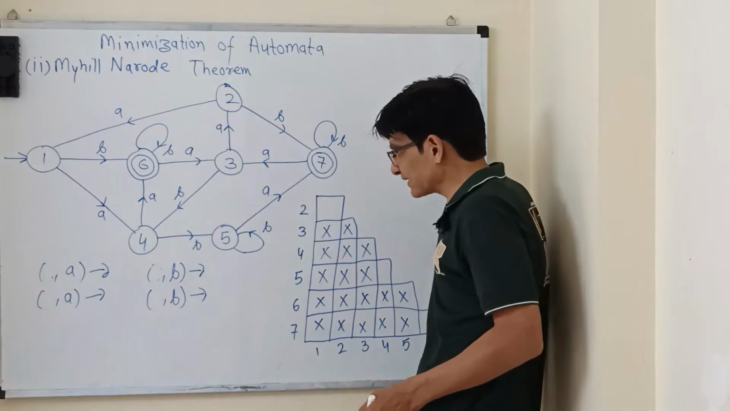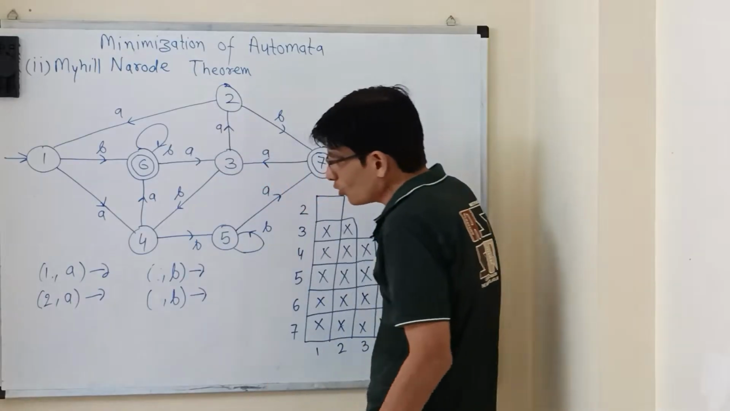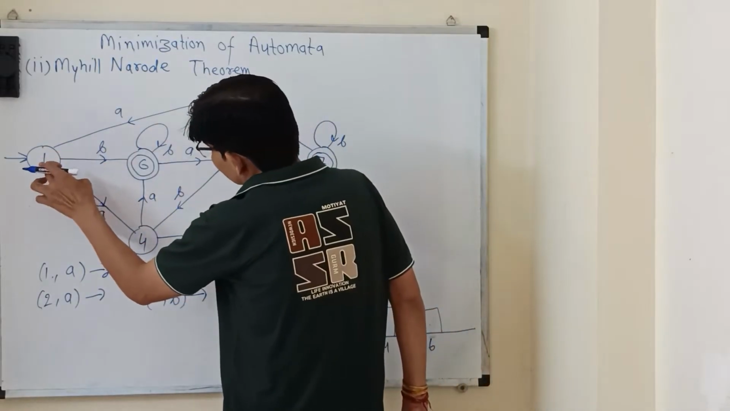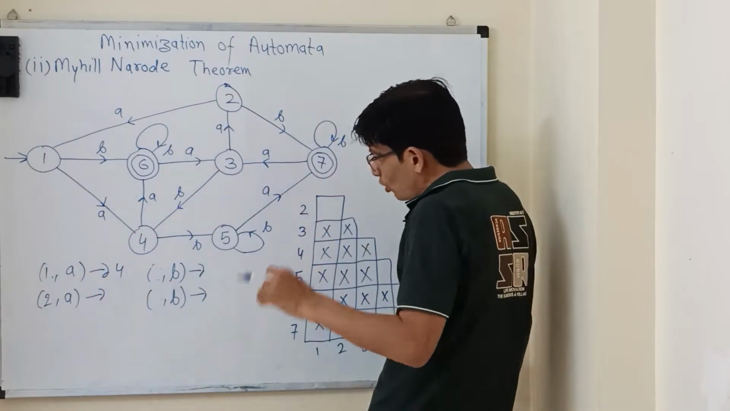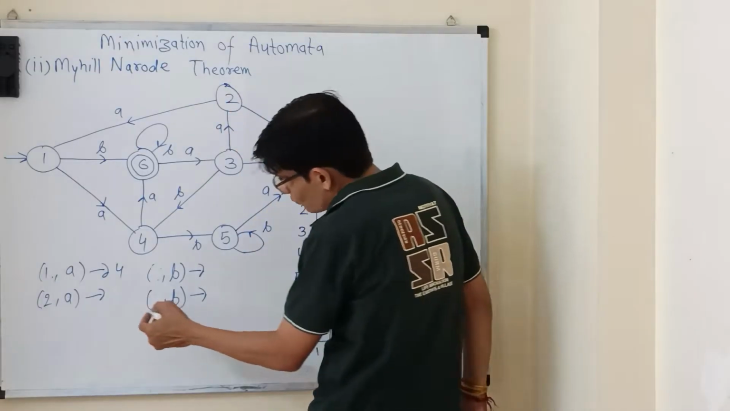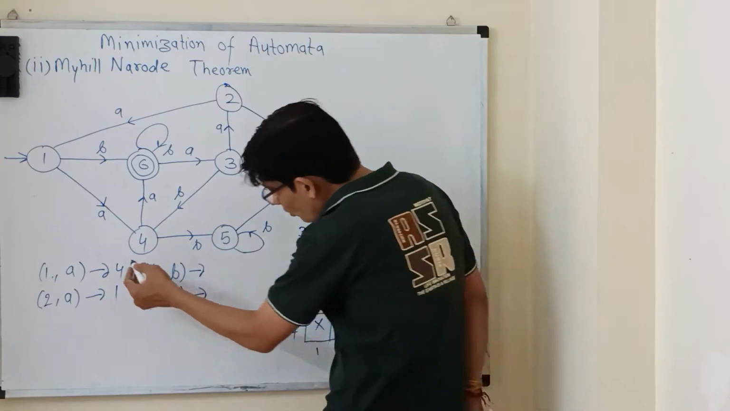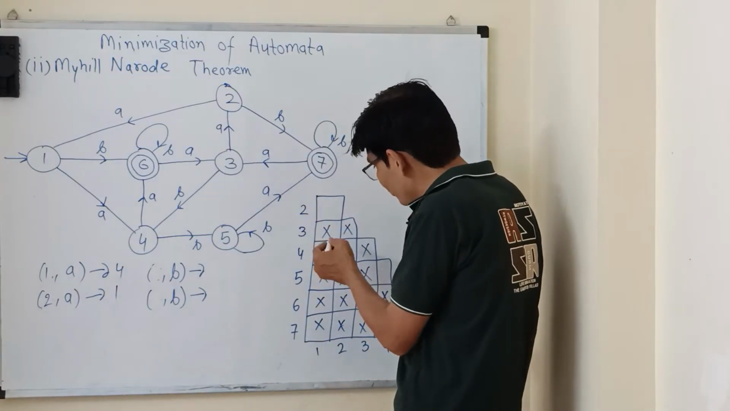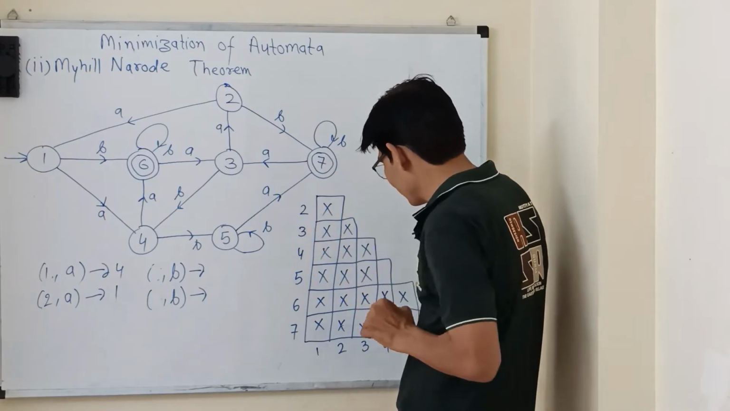So now we can try this again, and 1 and 2. Now on 1, if we are applying A, we are reaching to 4. And on 2, if we are applying A, we are reaching to 1. Now see, between 4 and 1, have we put the cross? Yes, we have crossed the 4 and 1 combination. So we can put this cross here also.